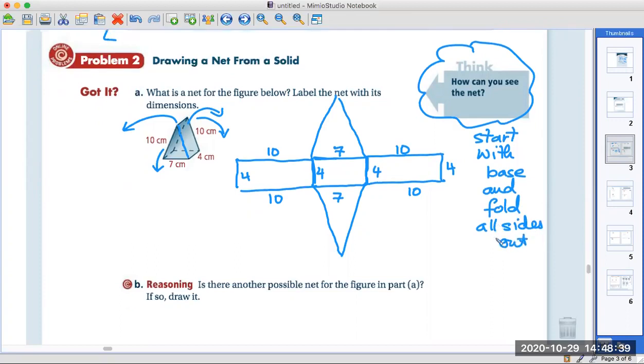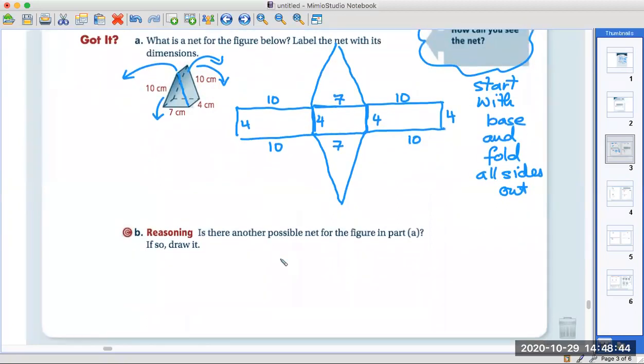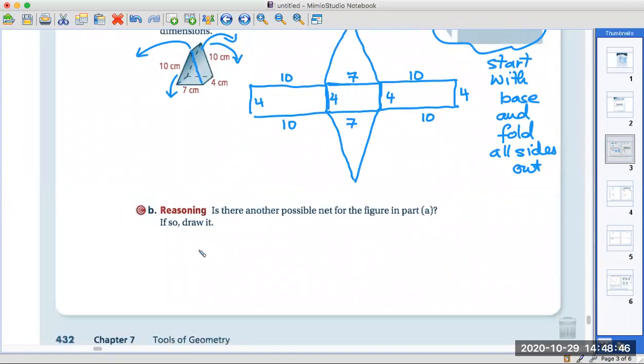Okay. All right, letter B. Is there another possible net for the figure in part A? If so, draw it. Yes, there's different ways to draw other nets. So let's start again with the base, and I'm just going to fold out the sides again. So my base is a 7 by 4. And I'm still going to fold out those sides. And that's a 10 by 4.